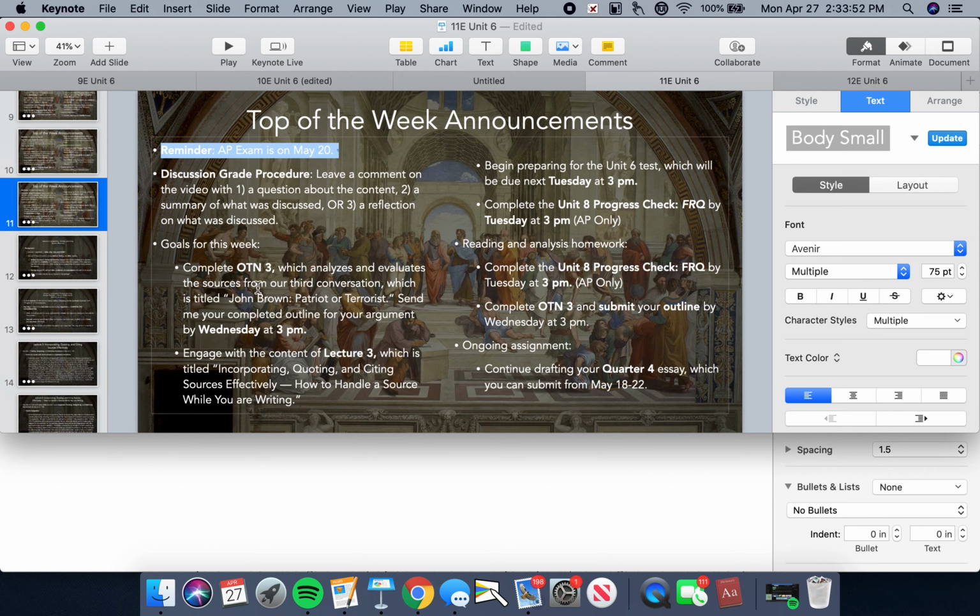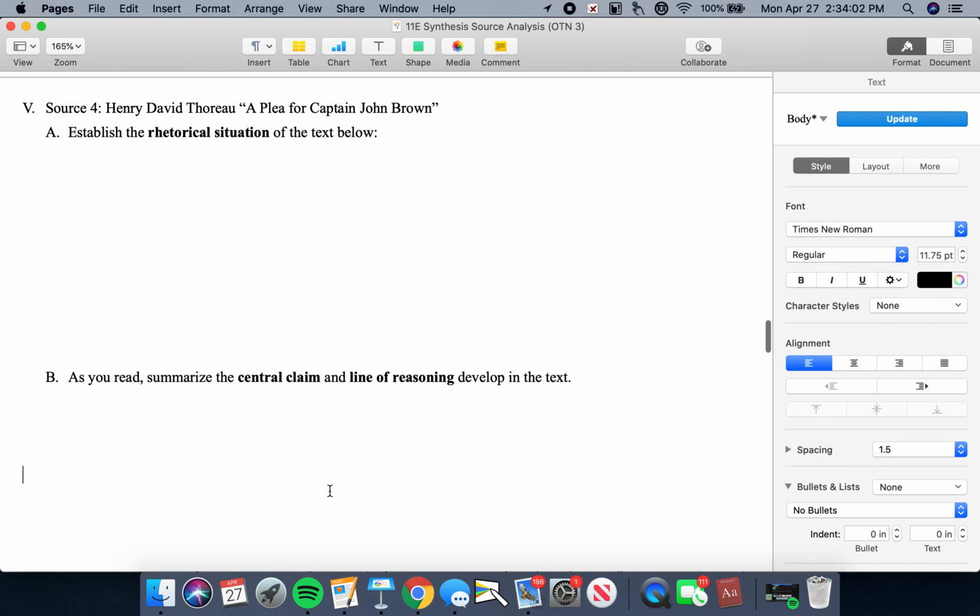In pursuit of developing a nuanced and thoughtful response to the question posed to you in OTN 3, let's turn our attention to Henry David Thoreau's A Plea for Captain John Brown. Obviously we need to start by looking at the rhetorical situation of the text. To put it simply, the context, the C for our SHAZAP, is the contemporary day of John Brown. This is delivered in 1859 in Concord, Massachusetts, to an audience of normal Americans who are thinking about how John Brown should be memorialized.